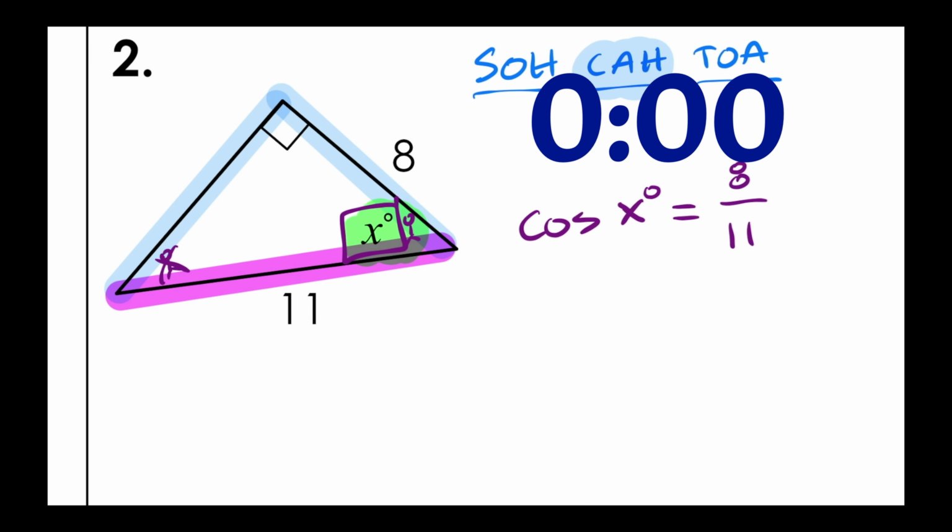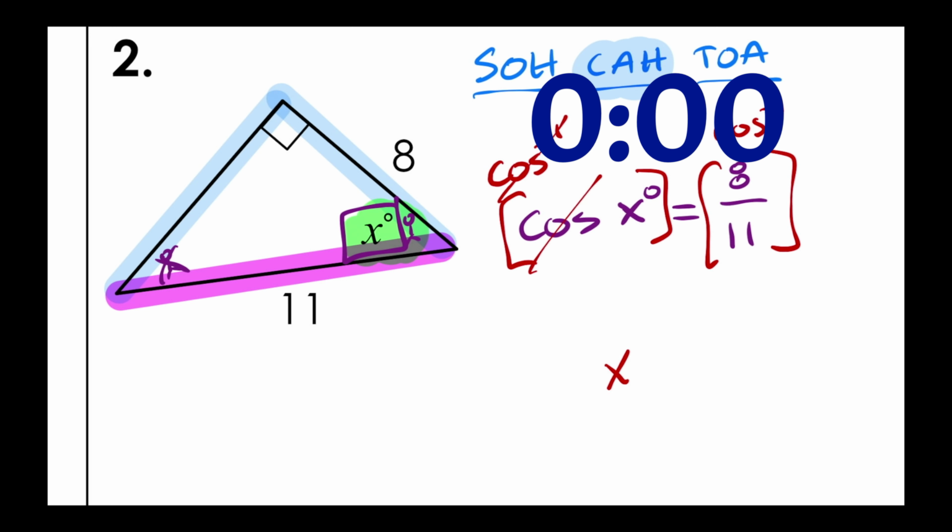So now I want the x by itself. So I'm going to have to take, that's cosine, right? So what's the inverse of cosine? Inverse cosine. So I take the inverse cosine of that side, and I take the inverse cosine of that side. These cancel. And so I have x degrees equals inverse cosine of 8 over 11.